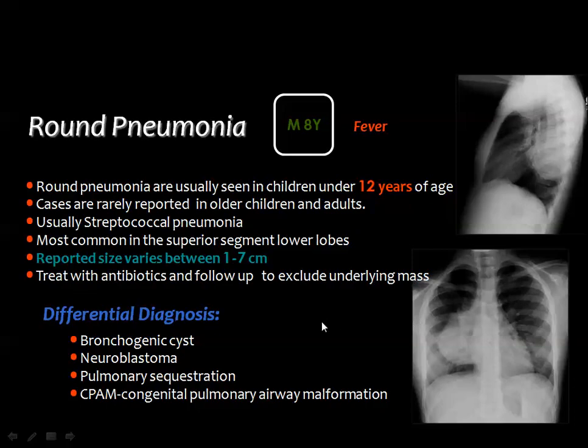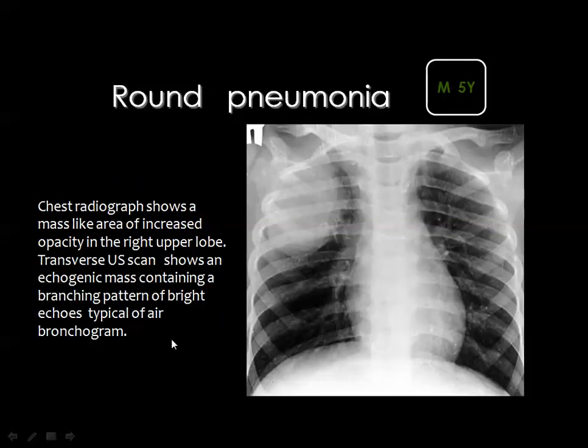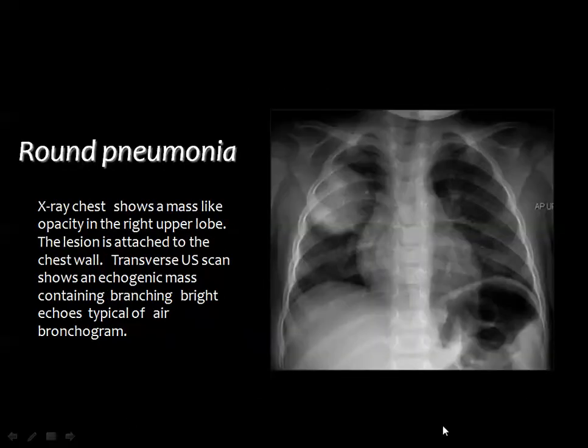and the follow-up chest X-rays will show clearance of the mass after antibiotic therapy. Then this is a good example of a round pneumonia in the form of a mass in the apex of the right lung, and this is also a good example of a round pneumonia in the apex of the right lung.